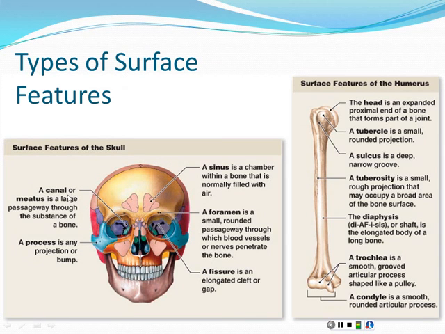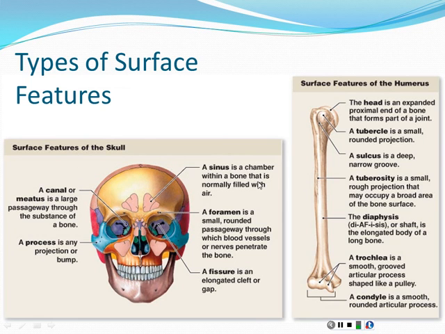So a canal or a meatus is a passageway. Just like a canal of water allows passage from one place to another, a canal is a passageway for something to pass through a bone. And meatus is just another term like that. So like the auditory meatus is the ear hole of the skull. So it's a passageway down into the inner ear.